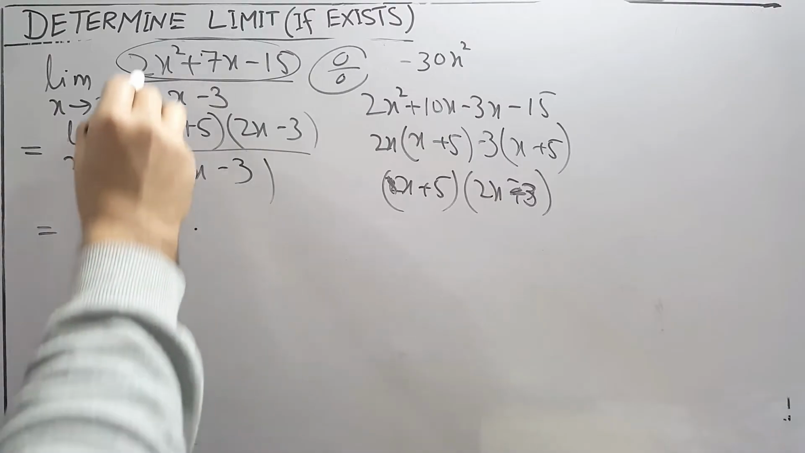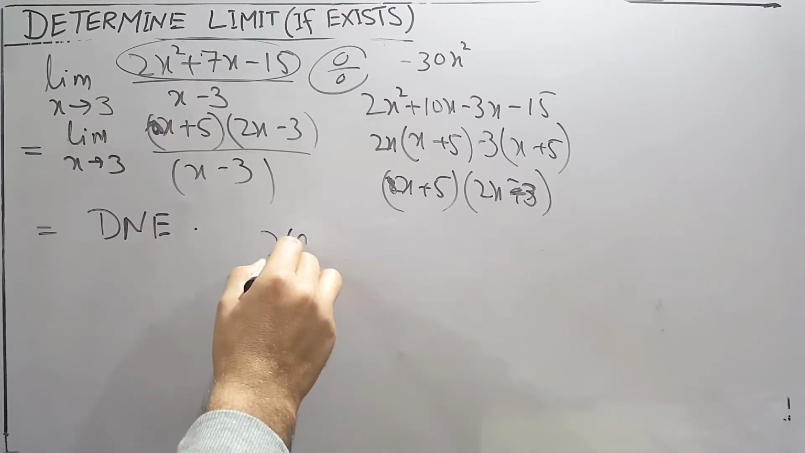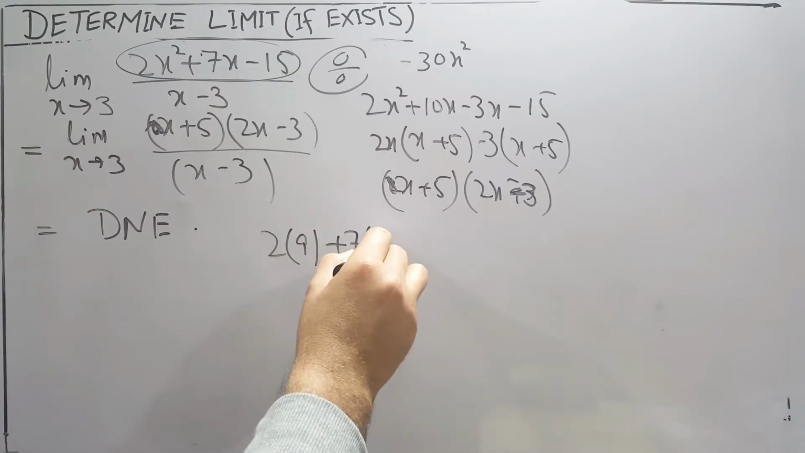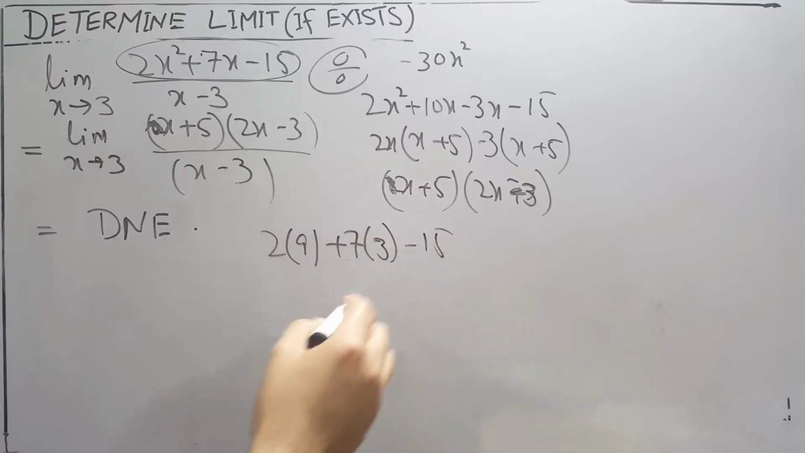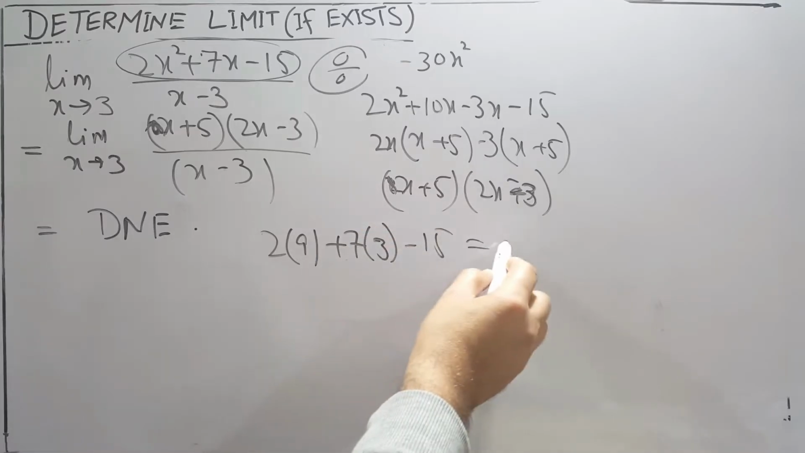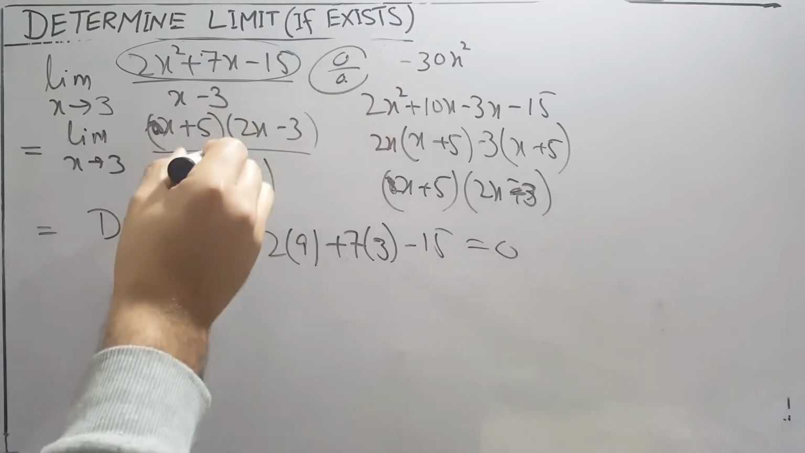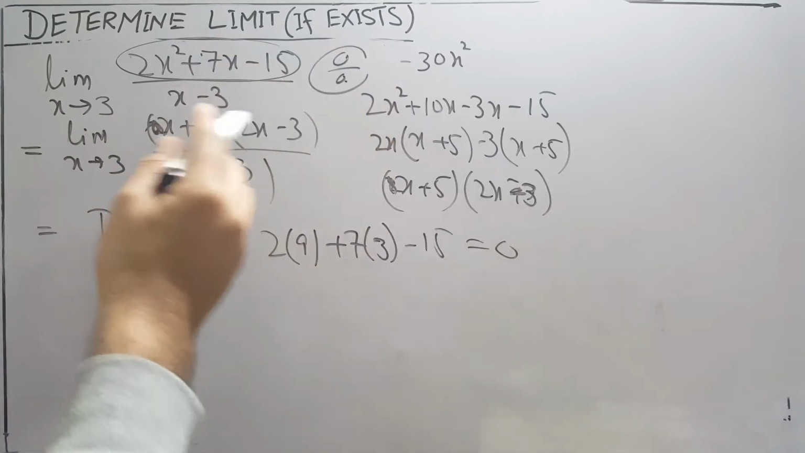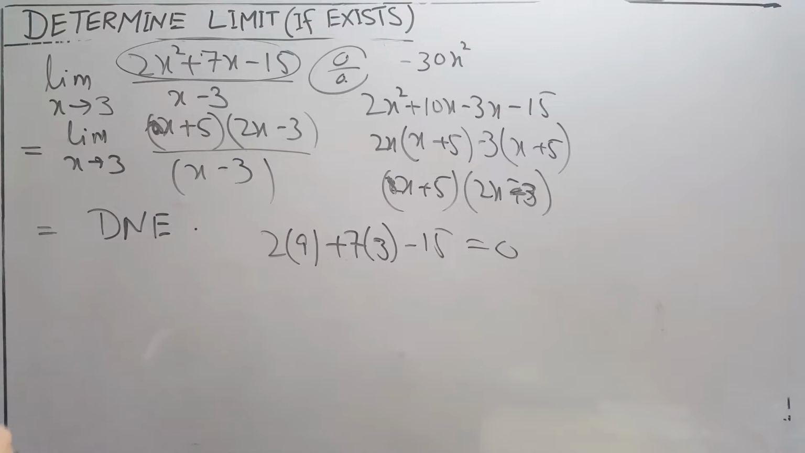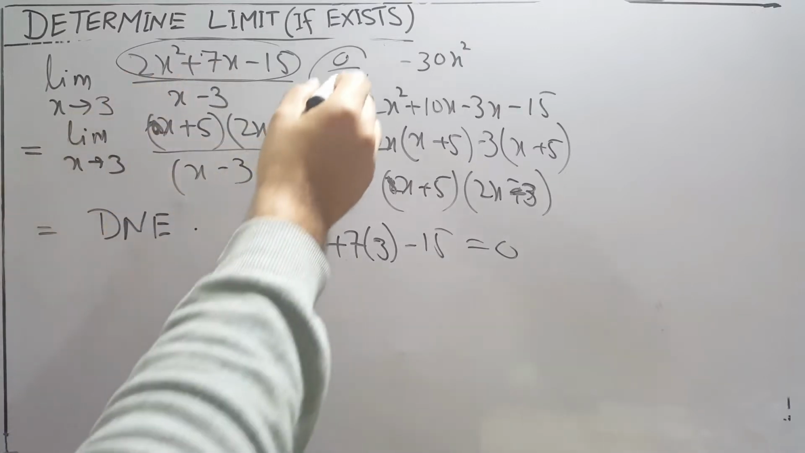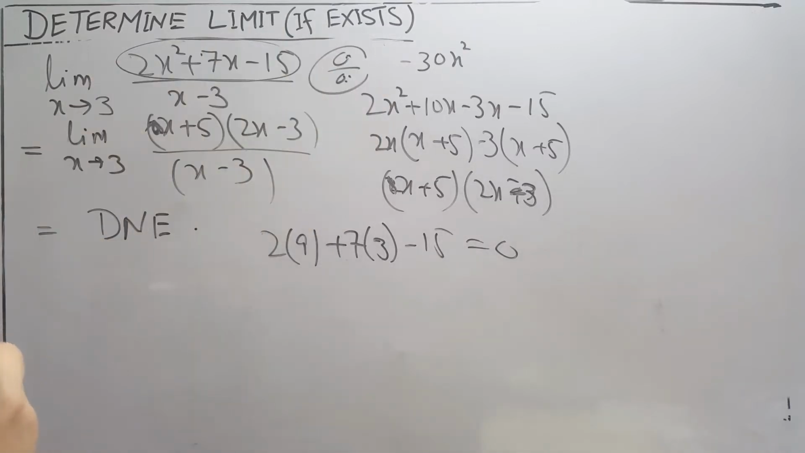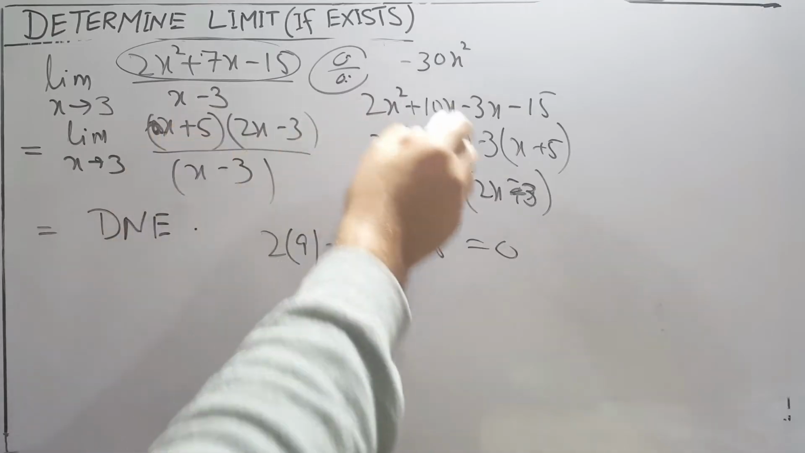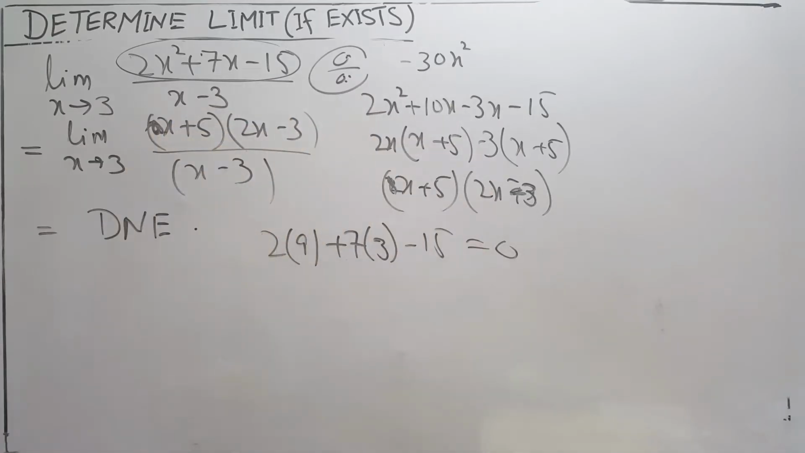So if we put 3 in here, 2 times 9 plus 7 times 3 minus 15, obviously this is not going to be 0. So it's not 0 by 0 form. So the simplification was not needed. So if this is not 0 by 0 form, you can straight away say that the limit does not exist. But if it's 0 by 0 form, you have to factorize it and do the cancellation, which in this case is not possible.